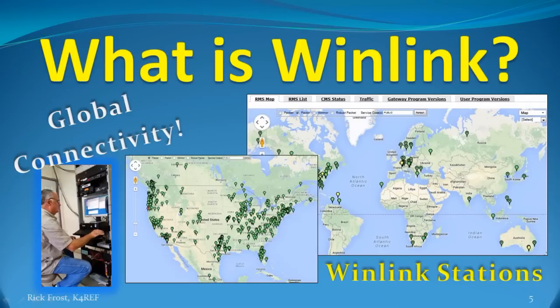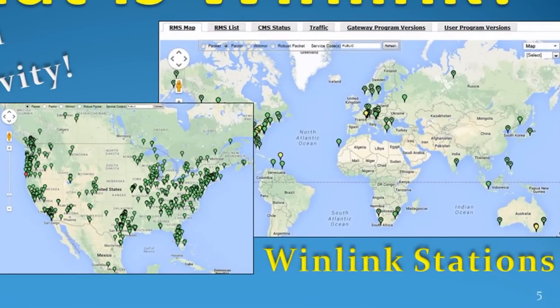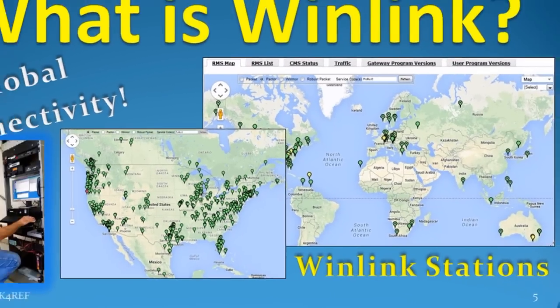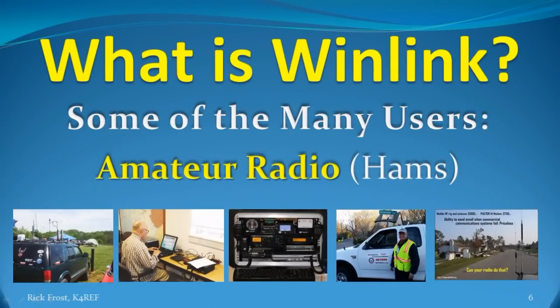Winlink has global connectivity. These maps show some of the many RMS stations worldwide. Winlink also has a wide range of users. Winlink has traditionally been associated with amateur radio. This includes the casual ham operator using the system for his everyday email. It also includes amateurs that volunteer their services in many other organizations. In this program, all of the examples we will look at are based on the amateur radio users.